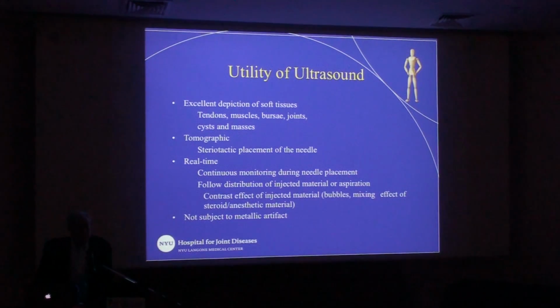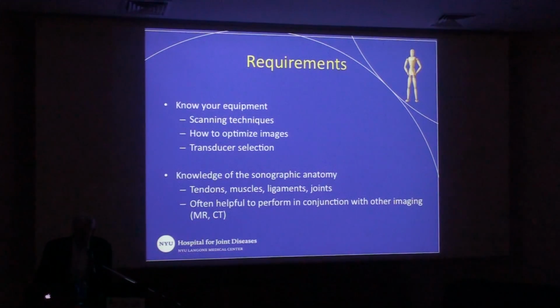And very importantly as well, since a lot of times we're asked to do procedures on patients who have indwelling hardware, it's not really subject to the metallic artifact that you would see, for instance, in MR and CT. So that's really an advantage. What's important in doing musculoskeletal ultrasound in general and doing these procedures is to be very familiar with the type of equipment you have, understand scanning techniques for musculoskeletal soft tissues, how to optimize your images, what optimal transducer to choose for the type of procedure you're doing, and of course having a good knowledge of the sonographic anatomy.